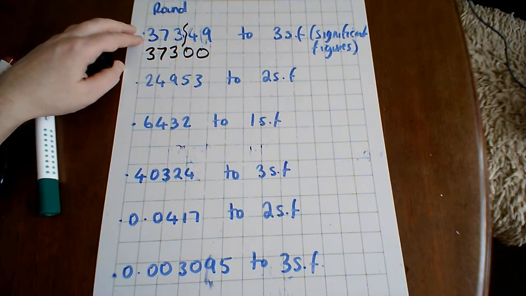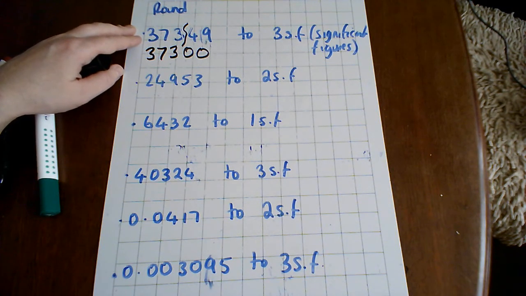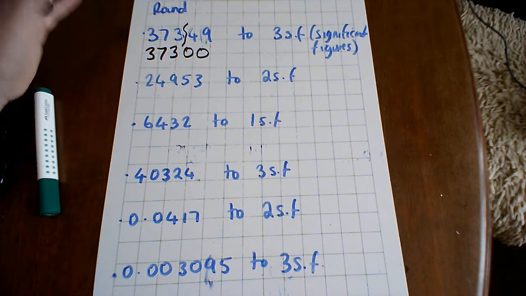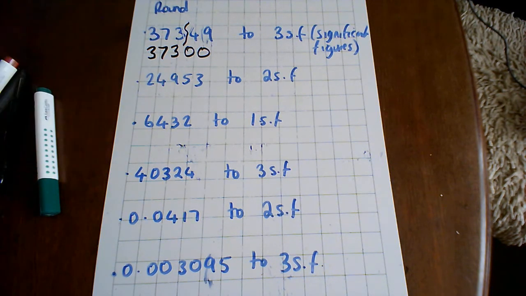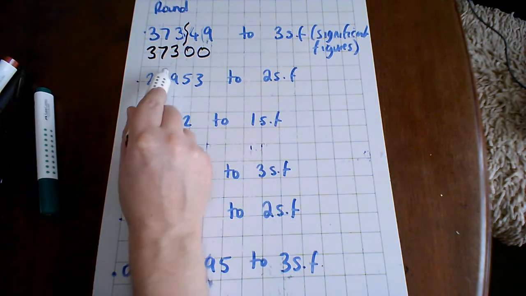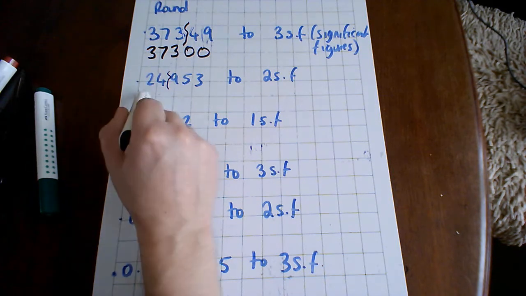So again, I think they talk about it in football matches. If the attendance to Old Trafford is 80-something thousand, they'll generally say, oh, it's about 85,000 or whatever. Okay. Next one, to 2 significant figures. So there's my first significant figure, there's my second. So we put a line after that.